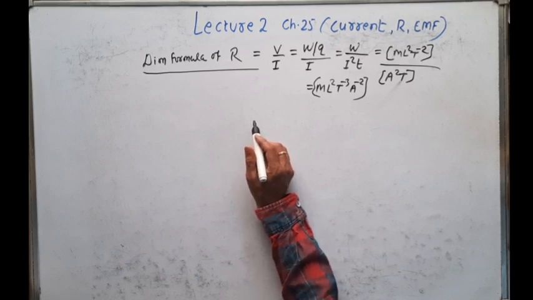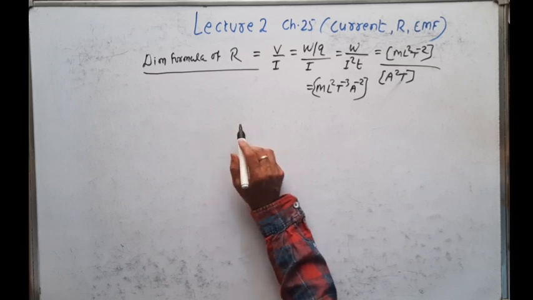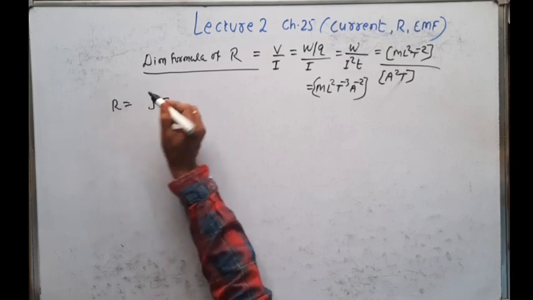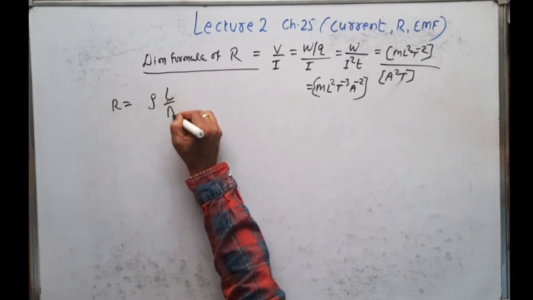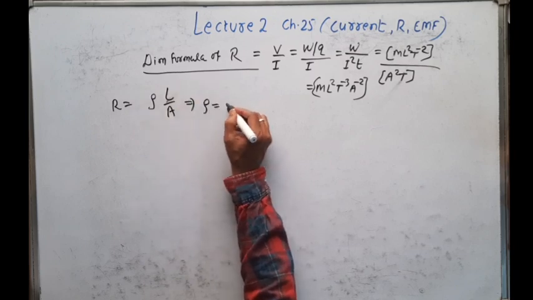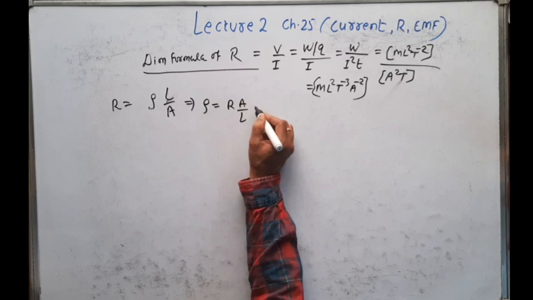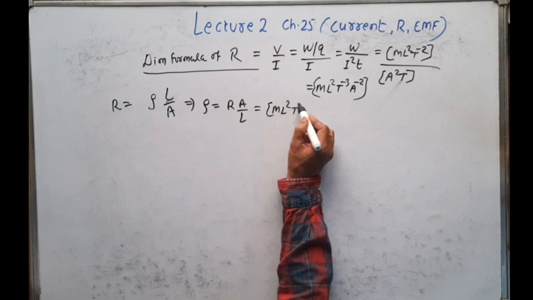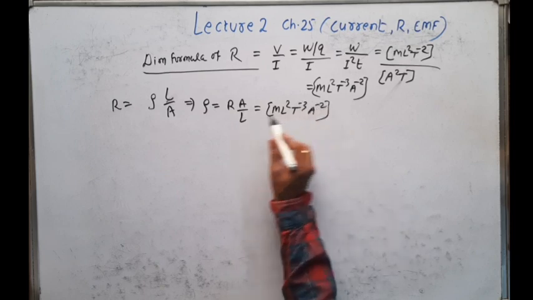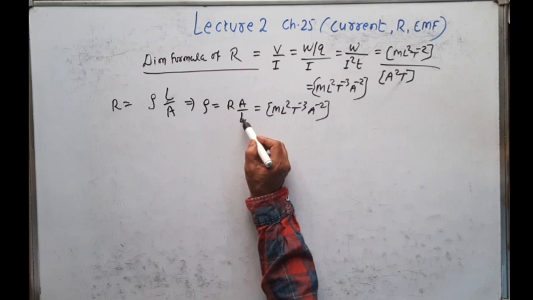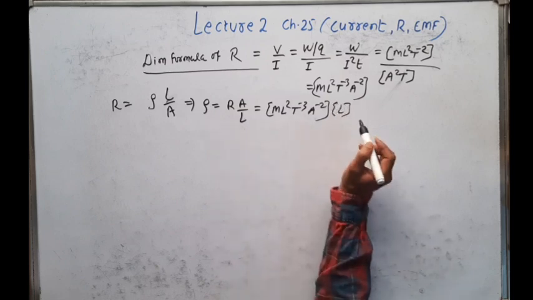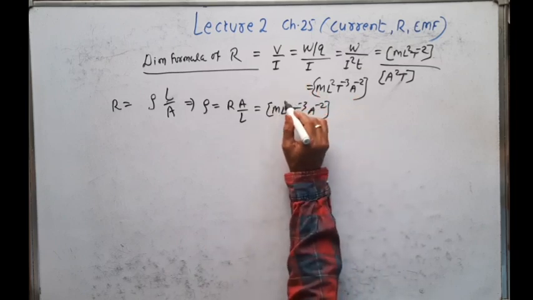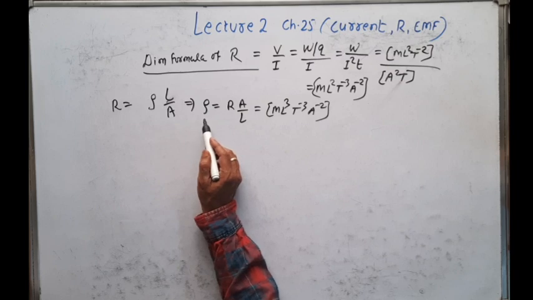Okay. Then, what is the dimensional formula of resistivity, rho? You know R is equal to rho into L by A. That implies rho is equal to R into A by L. We have already known the dimensional formula of R: M L square T minus 3 A minus 2, into area, which is length square divided by length. Only you will get L. So, here L square, here L. If you multiply, you will get L cube. So, this is the dimensional formula of rho.